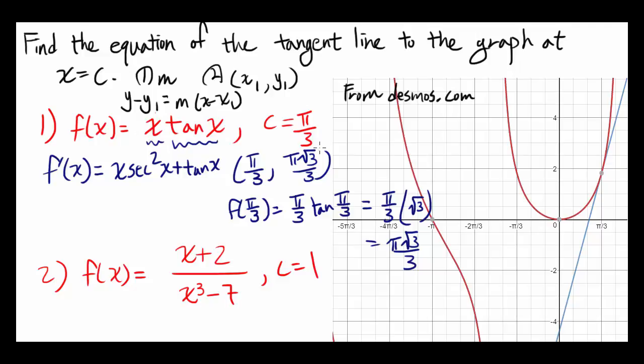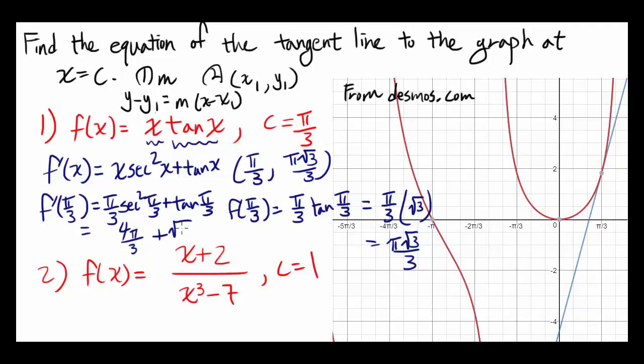Now, let's plug pi over 3 into this equation. F prime of pi over 3 gives you pi over 3 times secant squared of pi over 3 plus tangent of pi over 3. Let's evaluate this. Well, cosine of pi over 3 to begin with is 1/2. So secant of pi over 3 is going to be 2. So secant squared of pi over 3 is going to be 2 squared or 4. So you got 4 pi over 3 plus tangent of pi over 3, which we know is square root of 3. So we know that's going to be the slope at x equals pi over 3.